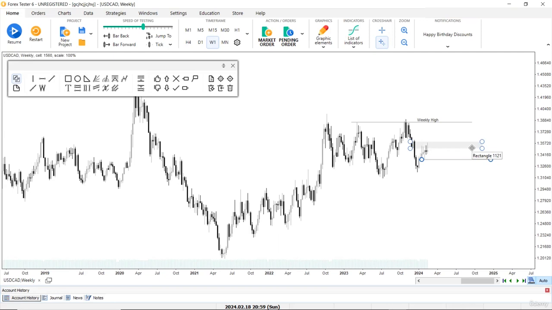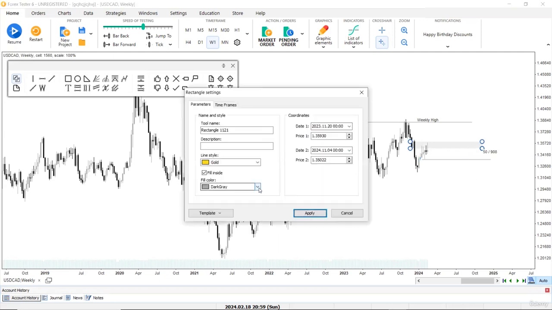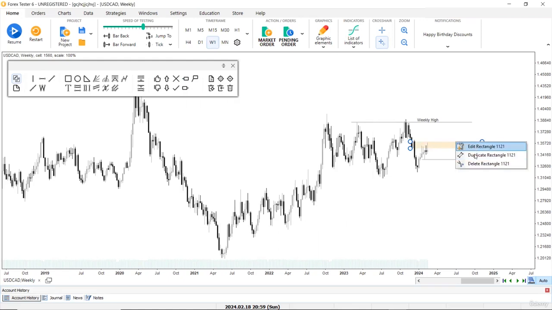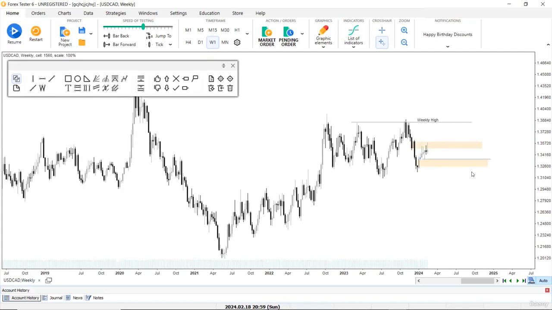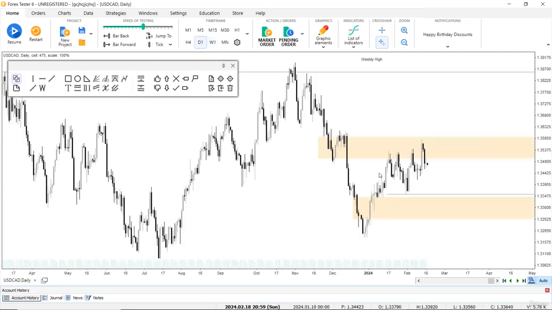And then I'm just going to paint this a warm color right there and then duplicate it because I see another weekly fair value gap to the downside. So just marking everything out and seeing where price could be gravitating to, right? So I move down to my daily time frame. This is that weekly low there, and that is that weekly fair value gap, as you can see right there. So we see a daily low, and a daily fair value gap also right here.